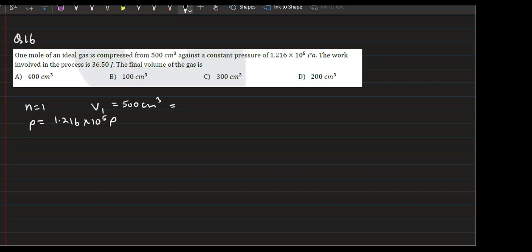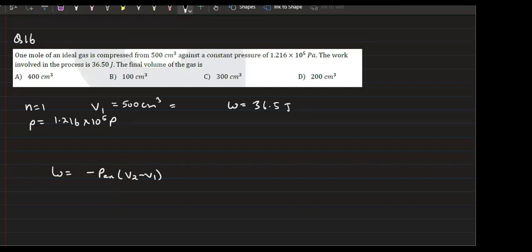Now work done is given. Work done is 36.5 joule. Find the volume of the gas. So basic formula putting and getting. The only issue is conversion of units, as simple as that. So work done is equal to minus P external into V2 minus V1. Yes or no? Now this work done is already in joule, and this pressure is already in Pascal, so no issues. Now you have to convert the volume into meter cube.